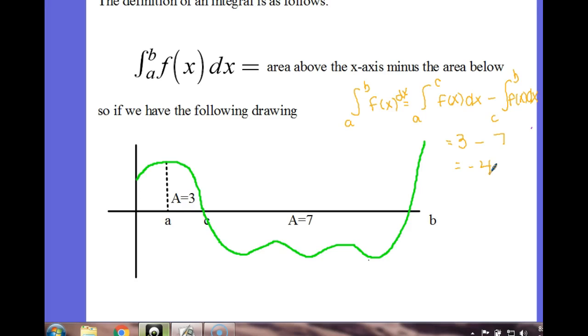So if I ask you for the integral from a to c, your answer would be 3. If I asked you for the integral from c to b, 7. Okay, could you do the integral from 0 to b? Do we know what this region is? No, we don't, because it doesn't tell us it's symmetric. So you can't assume an area.